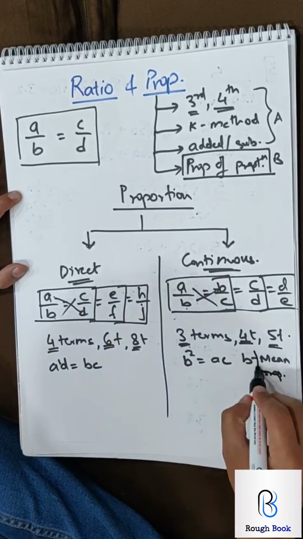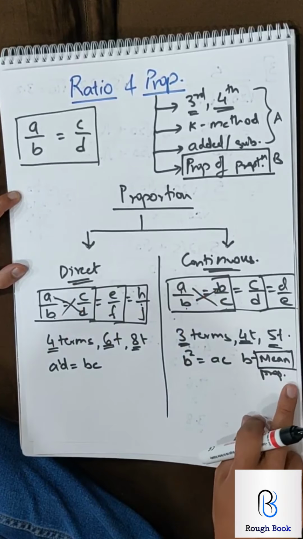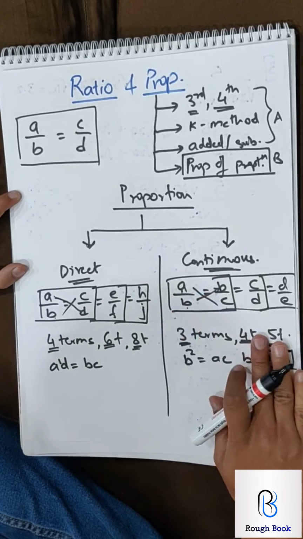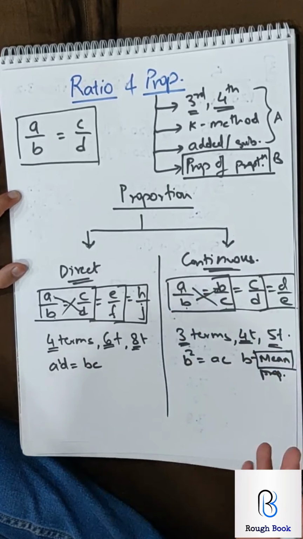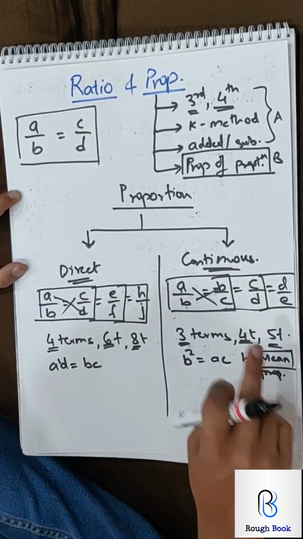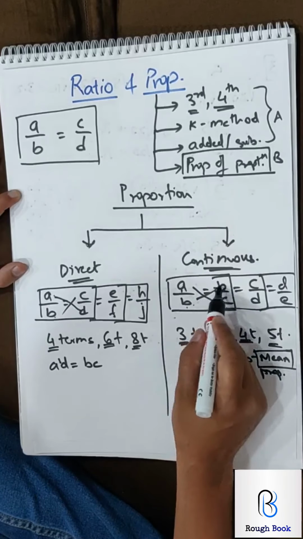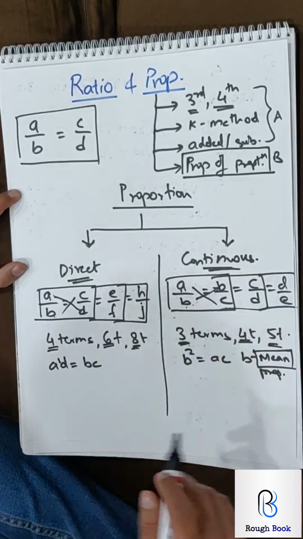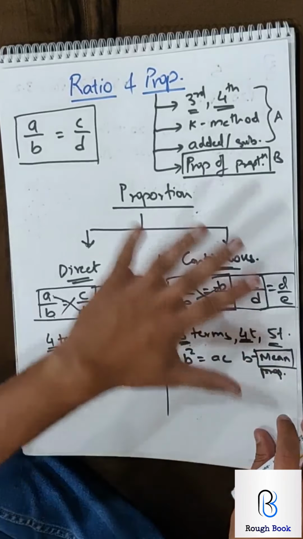So whether the word mean is used. If the word mean is used, it means it is continuous. If mean is not used, then it can be either of the two, not necessary. But mean clearly specifies it is continuous. Also the second term will be repeated in continuous, but in direct it will not. So I hope we are very clear.